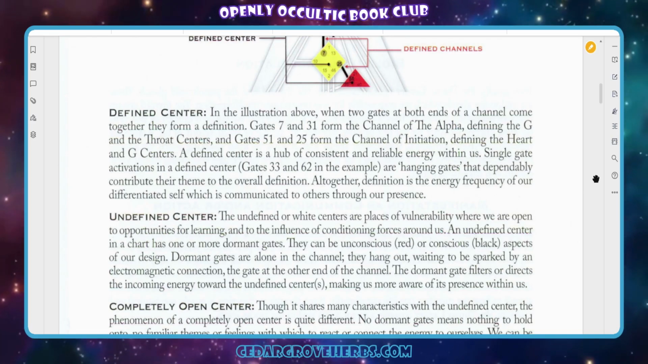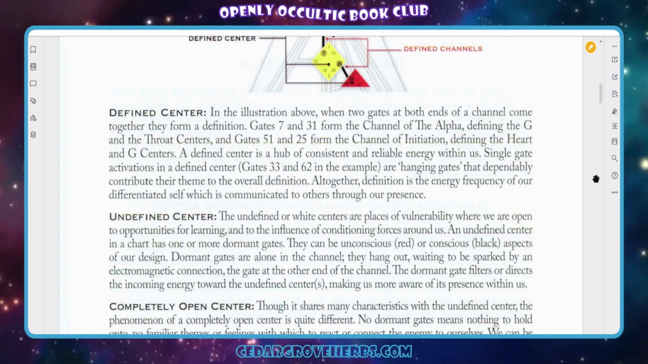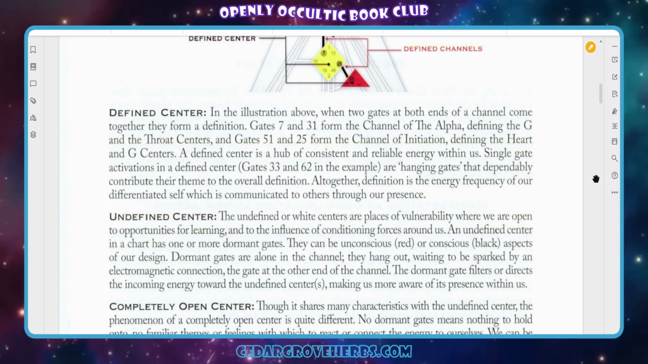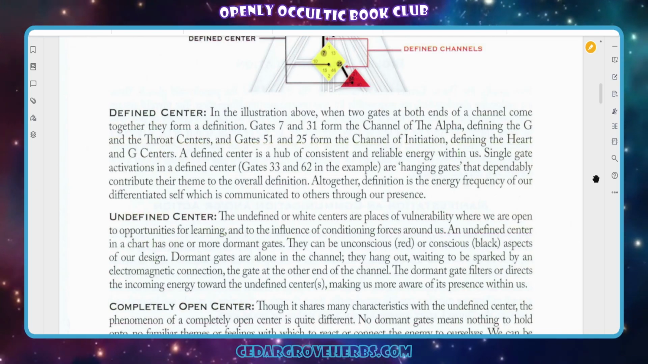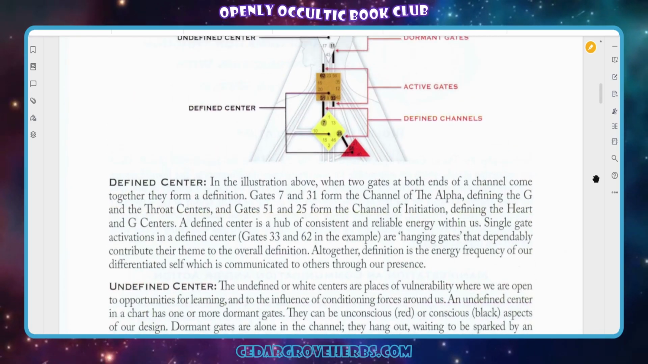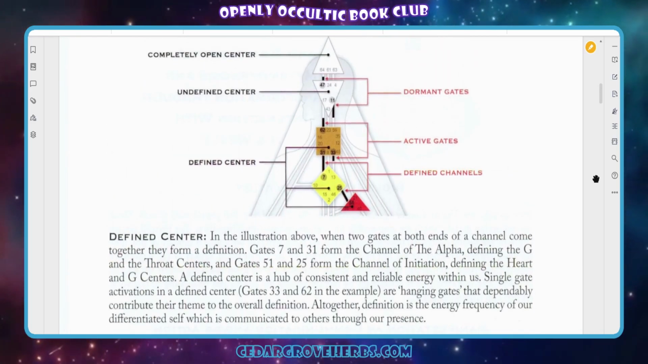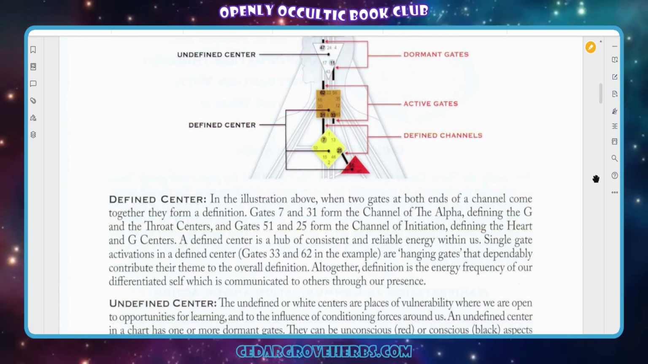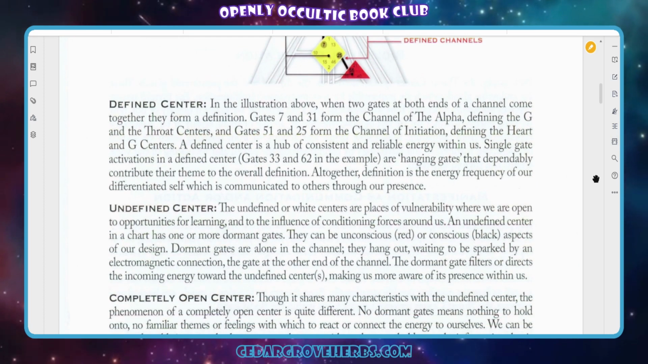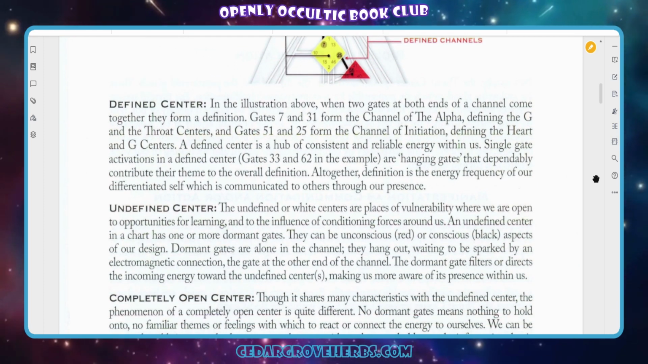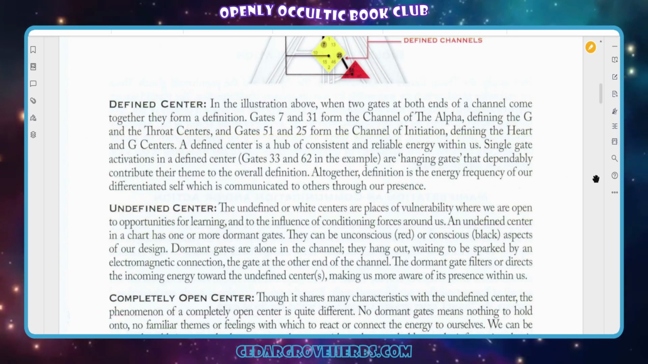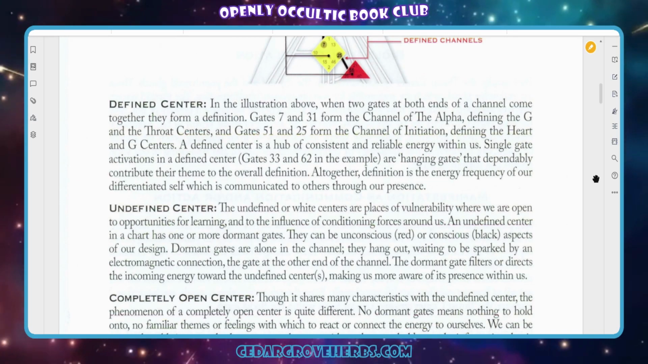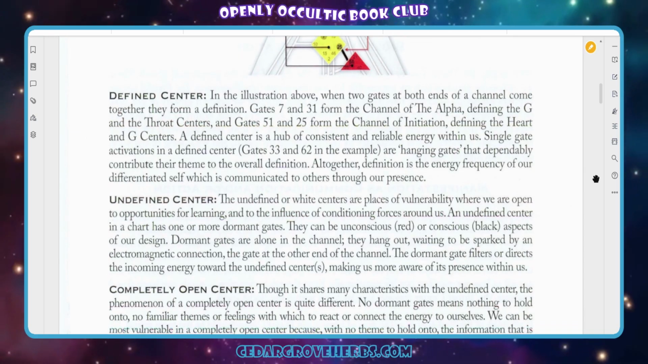Dormant gates are alone in the channel. They hang out, waiting to be sparked by an electromagnetic connection, which would be the gate at the other end of the channel, right? The dormant gate filters or directs the incoming energy towards the undefined centers, making us more aware of its presence within us.